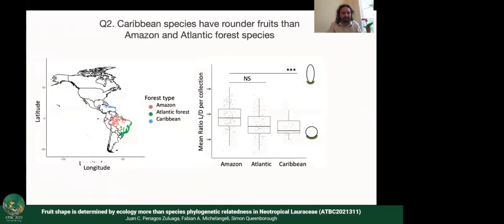To see whether ecological interaction with frugivores determines shape, we used the geographical information to assign three types of forests as a proxy for frugivores. Unfortunately, we don't have enough species occurring in multiple ecosystems, which restricted the analysis at the species level. However, when we looked at shape between ecosystems, results show that Caribbean fruits tend to be rounder than the Atlantic forest or the Amazon forest fruits, suggesting that factors like the type of forest play a role in fruit shape.